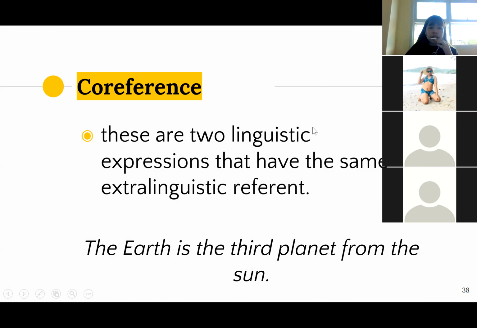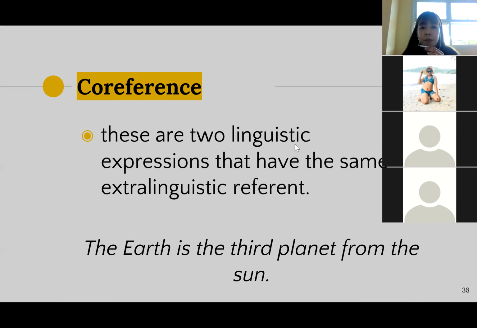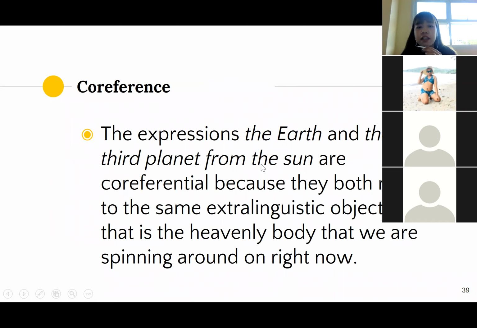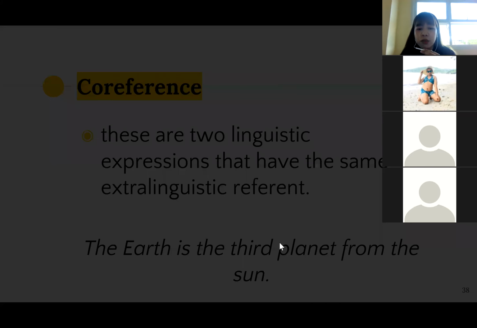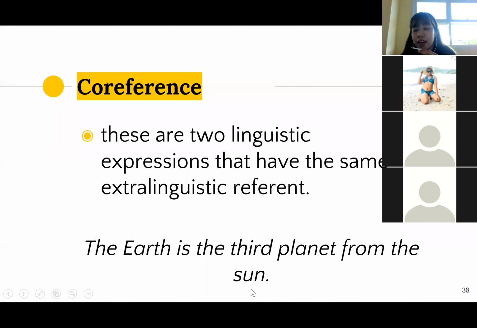Next, co-reference. So these are two linguistic expressions that have the same extra-linguistic referent. For example, in the sentence, the Earth is the third planet from the Sun, the expressions, the Earth and the third planet from the Sun, are co-referential because they both refer to the same thing. So what is the third planet from the Sun? Earth. What is Earth? The third planet from the Sun. So they are co-referential because they refer to each other.